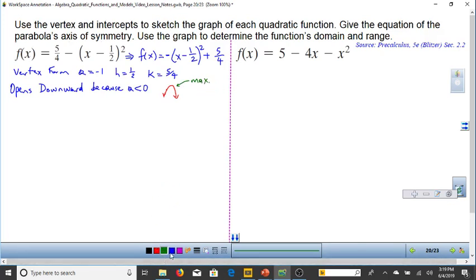So let's see what the vertex is. Vertex has coordinates (1/2, 5 over 4). And that's a maximum point on the graph. So then the axis of symmetry is x equal to 1/2. And then, of course, the domain is negative infinity to infinity.